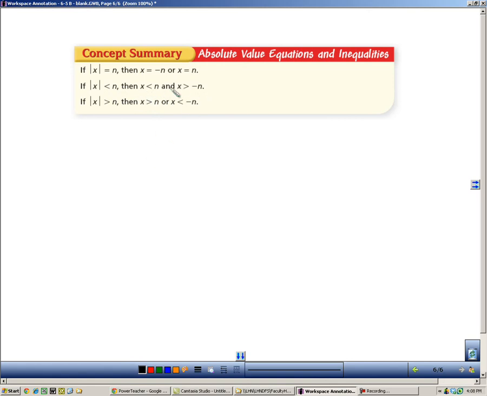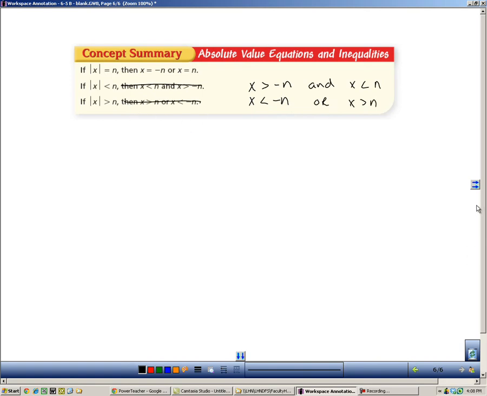Now, I don't like the way that they write this. I would prefer to do it this way, greater than the negative and less than the positive, just because I like to keep positive numbers on the right and negative on the left. Sorry, should have been an n because we could talk about any number here. And then absolute value is greater than n. That's going to be less than the negative or greater than the positive.